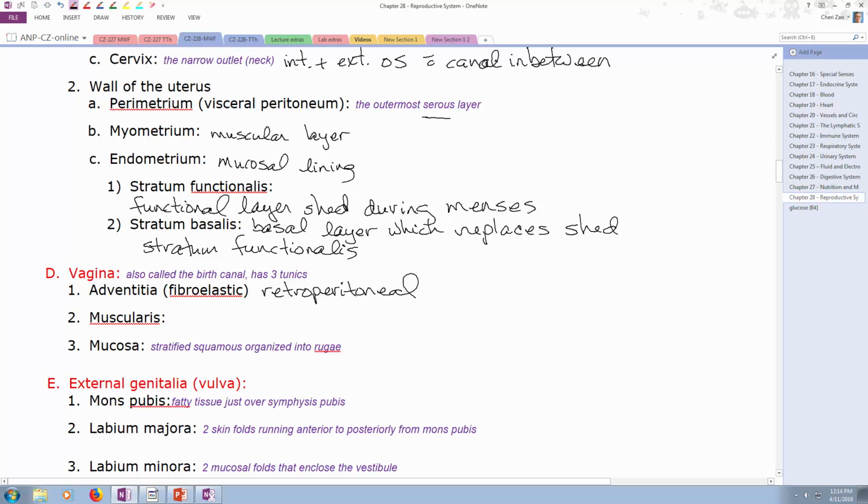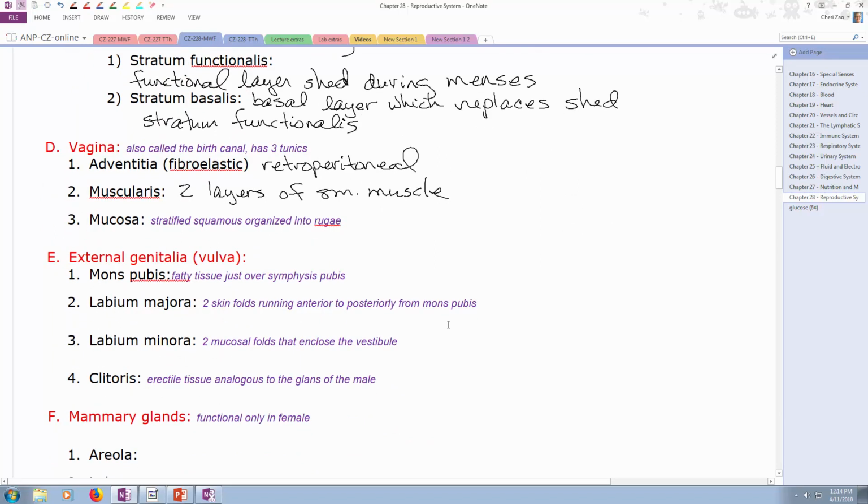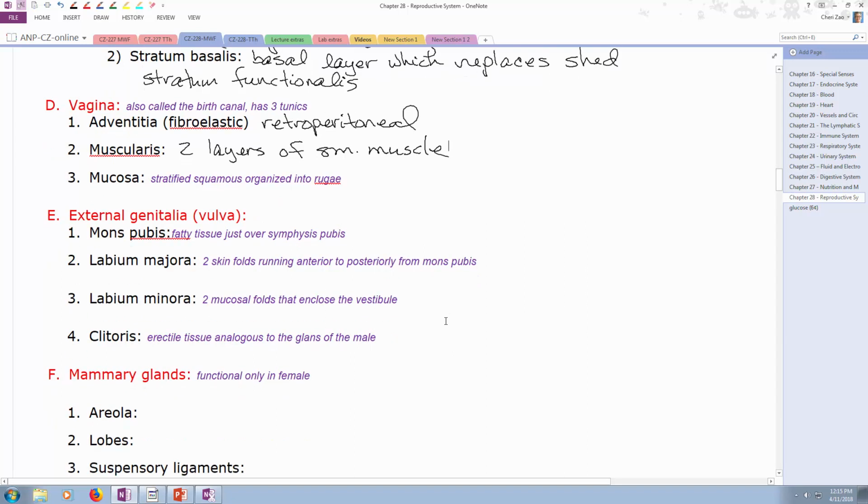The vagina also has a muscular layer. It's actually 2 layers of smooth muscle. And the mucosa, as we actually work through, is indeed stratified squamous epithelium, and it's organized into rugae. And you guys know what rugae is for, correct? It's for distension. So when it's not distended, you have rugae, and when it is distended, you do not have rugae. Now, this mucosa is going to be actually responsible for producing some acidic secretions.